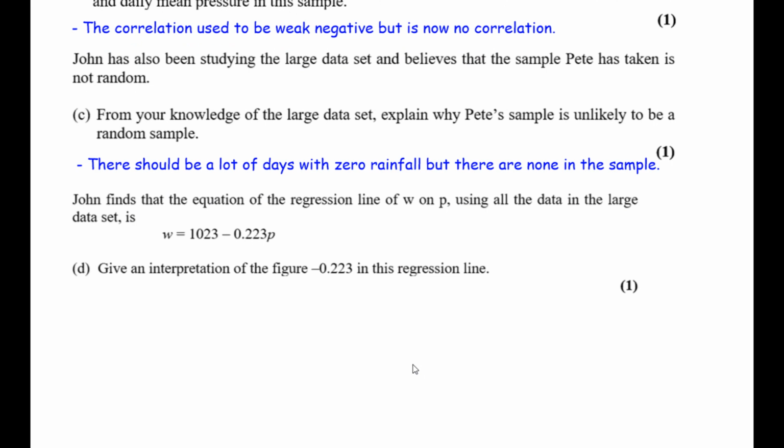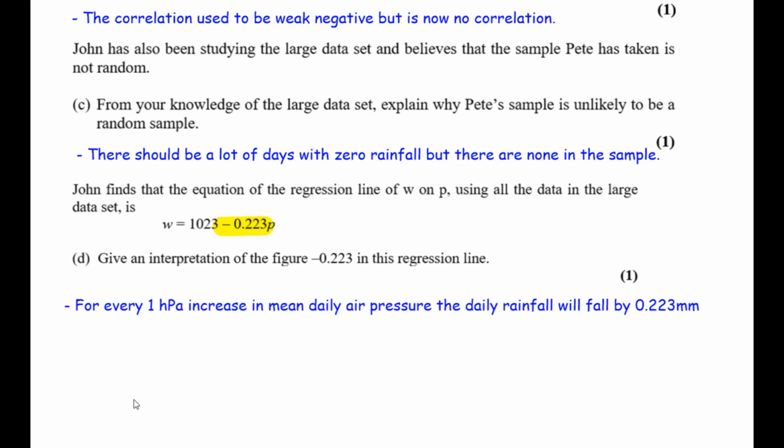Okay, so next, John finds that the equation of the regression line of W on P using all the data in the large data set is given as W equals 1023 minus 0.223P. Give an interpretation of that actual figure, negative 0.223. That figure is the gradient, and the gradient always measures for 1 unit increase in P what impact it would then have on W. So just putting that into context. Okay, so for every extra 1 hPa increase in the mean daily air pressure, the daily rainfall will fall by 0.223 millimeters. And that's the interpretation of the gradient of a regression line.